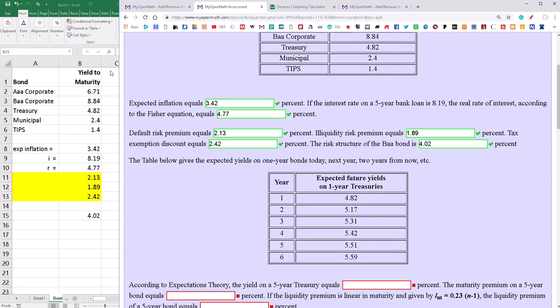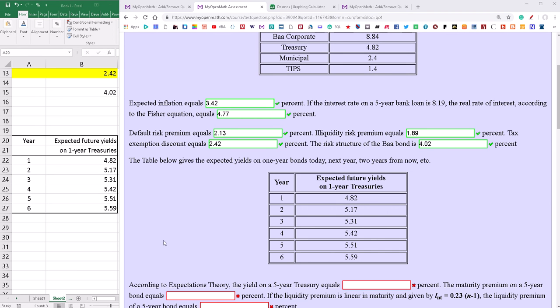Okay, moving on. We have a list of one-year treasuries. This is what the 1 year is today. This is what we expect the 1 year yield to be in the future. This is what we expect the 1 year yield to be in 2 years from now, 3 years from now, 4 years from now, and this is what we expect it to be in 5 years from now.